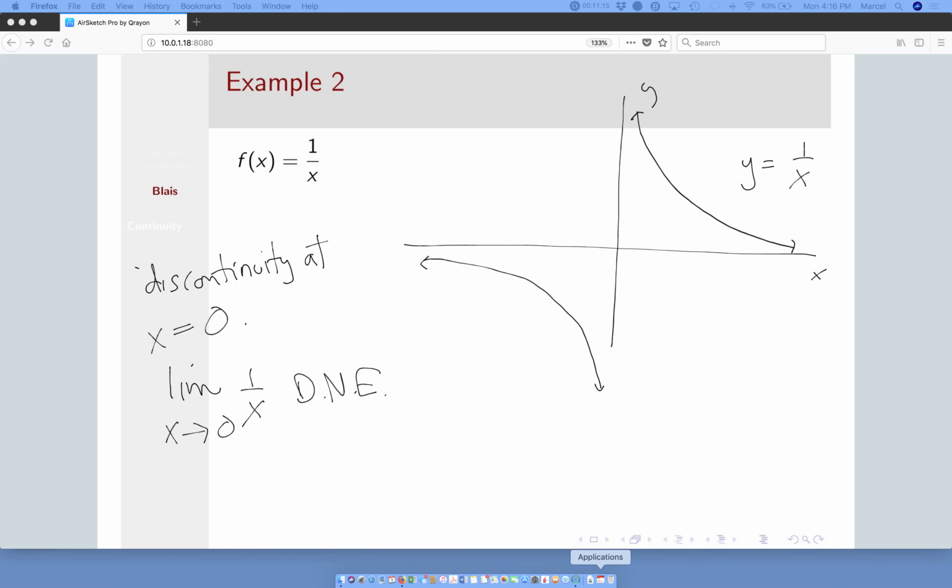does not exist. The limit coming from the right will be positive infinity. The limit coming from the left is negative infinity. Those two don't match. So this thing does not have a limit. And that's the first part of the definition of continuity. You need the limit to exist to be continuous at a point. This, again, is what we often will call an infinite discontinuity.